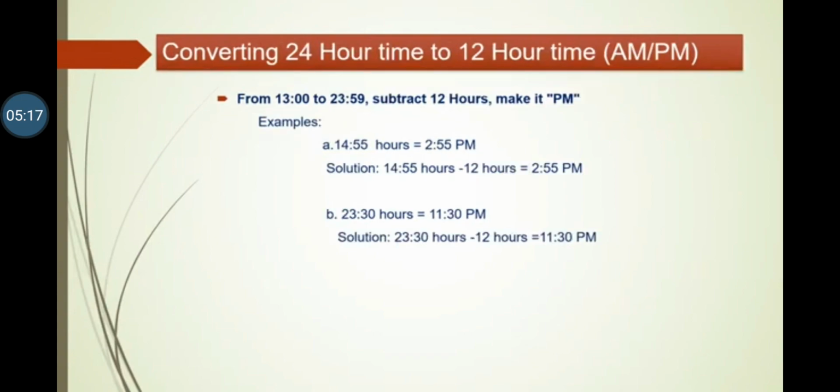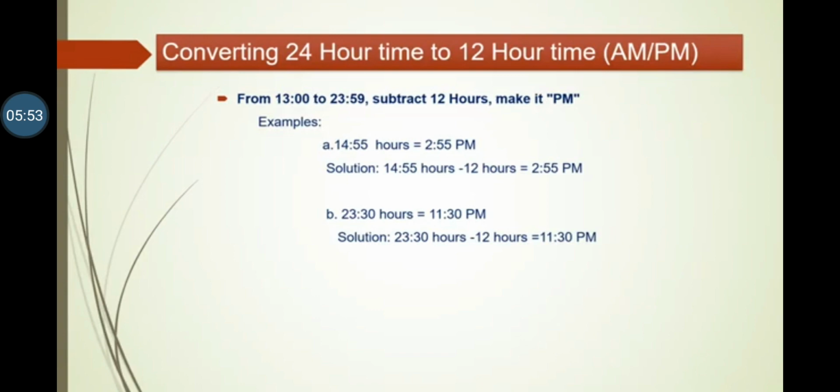Now, let's look at the next rule. From 13 to 23:59, subtract 12 hours. Make it p.m. For example, 14:55 hours is equal to 2:55 p.m. because here we have subtracted 12 hours and we get 2:55 p.m. 23:30 hours minus 12 hours, and we get 11:30 p.m.